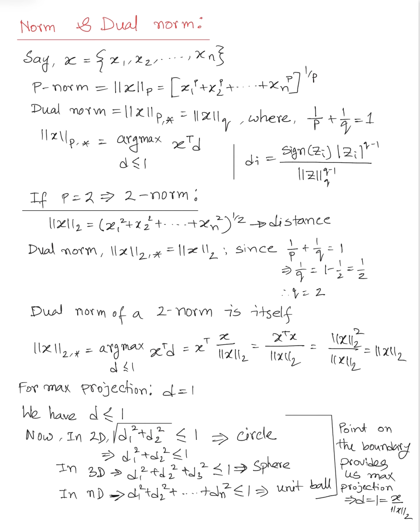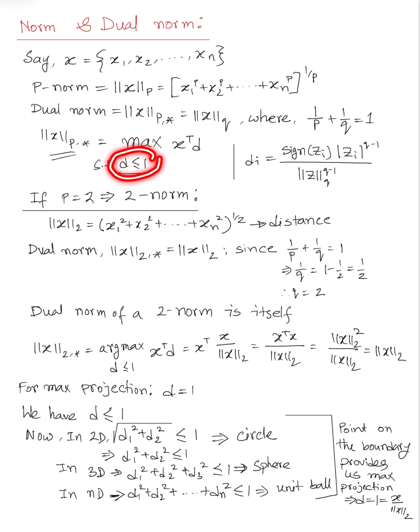And this maximum value is, so this is actually not correct. This is actually going to be the max of x transpose d such that the norm of d is less than or equal to 1. So that is going to be our dual norm. All right.